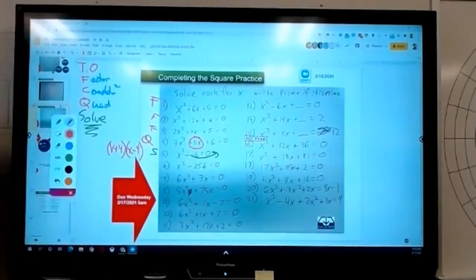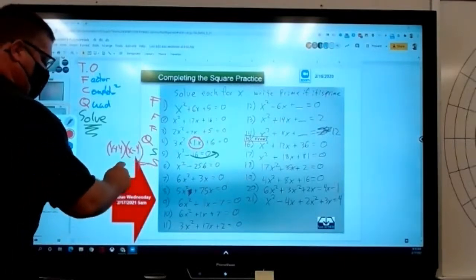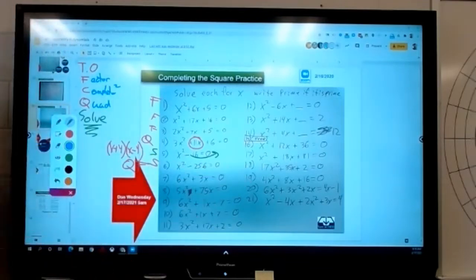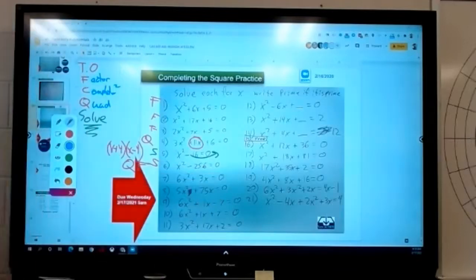Number 6, hopefully at this point we can do this one, right? What do you do? Square root, factor, quadratic. What would you do on number 7? 7, what do you got? Hinton, what do you think? Not Hinton. Yeah, Hinton, that one. What would you do on number 7? Would you take out, factor, complete the square, quadratic, or solve?